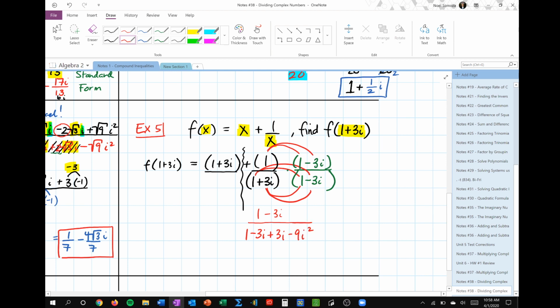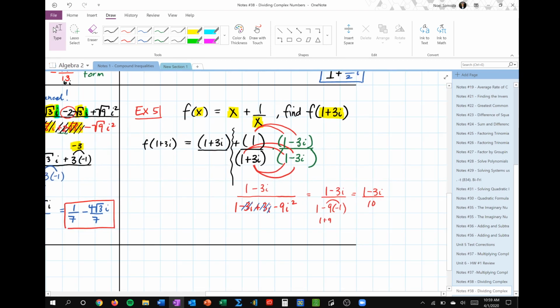Okay. So now, denominator, let's clean it up, right? You see those two terms? You got negative 3i and positive 3i. Those cancel. Okay, let's rewrite what we have here. This is the same thing as 1 minus 3i all over 1 minus 9 times a negative 1. Okay, so then that's going to be 1 minus 3i all over, well, negative 9 times negative 1 is positive 9, so that's really 1 plus 9, so that's 1 minus 3i over 10.